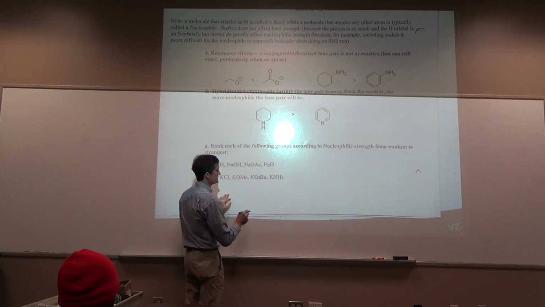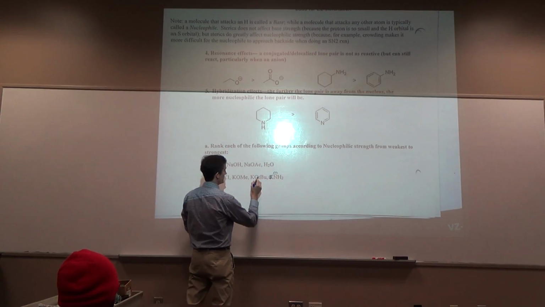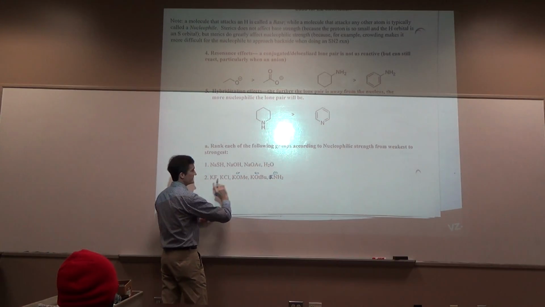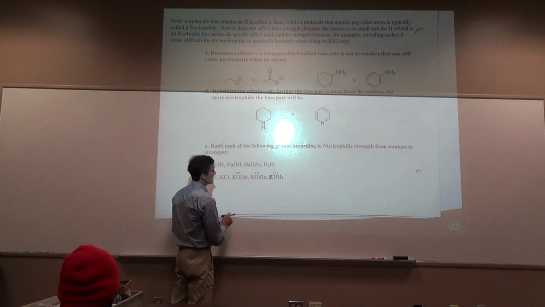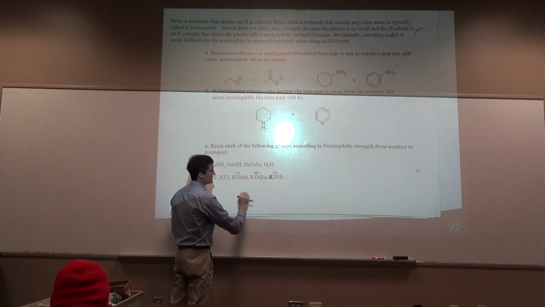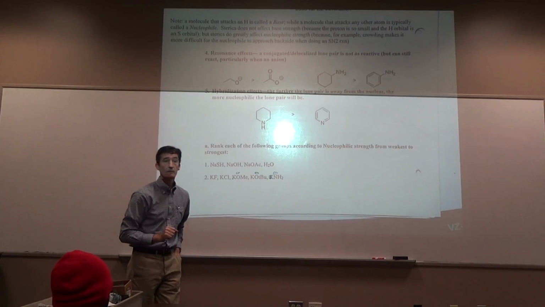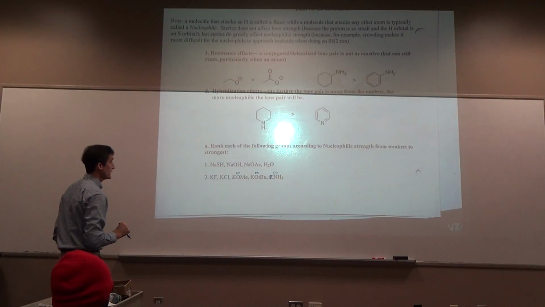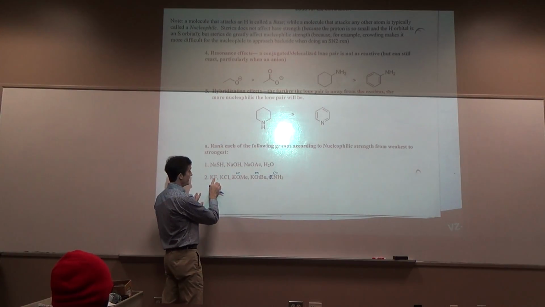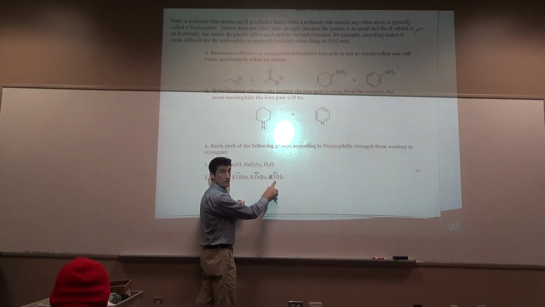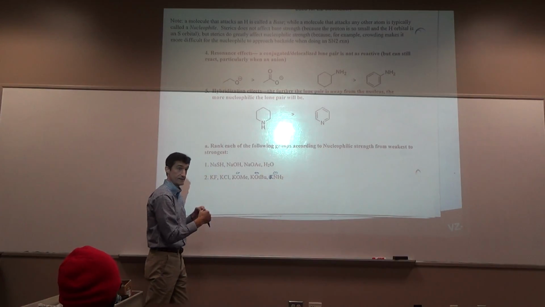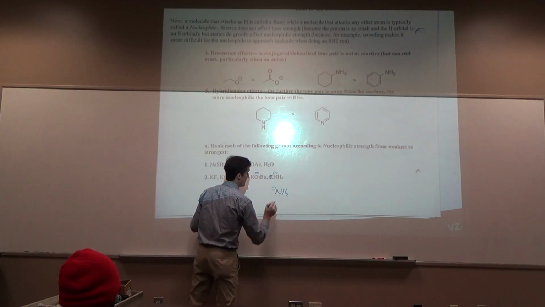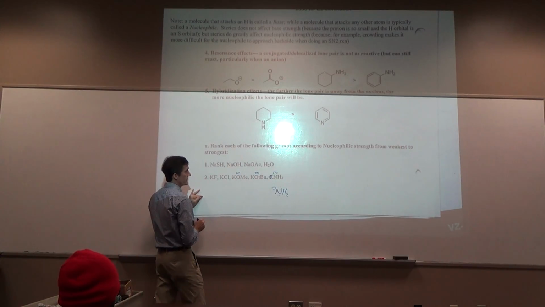Why that one? Well, let's get rid of these. That's N minus, that's O minus, that's O minus. These are Cl minus, F minus. Potassium is a spectator ion. Okay? NH2, why? Least electronegative. They're all anions. Least electronegative, so it's going to be the worst pair. It's going to hold it the least. That's NH2 minus. It's a very strong nucleophile.